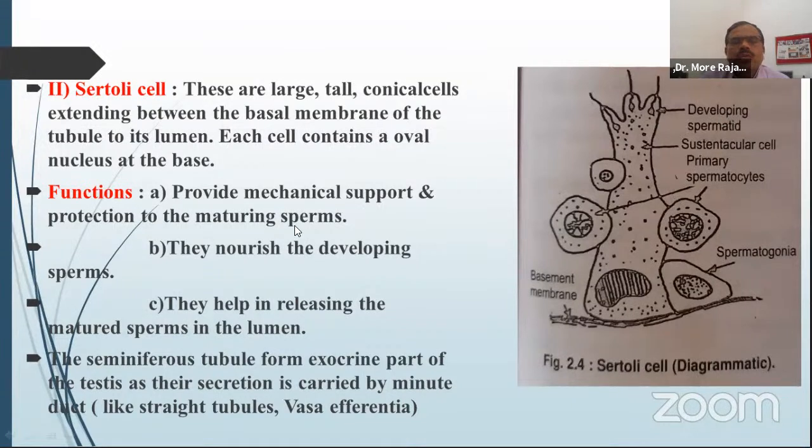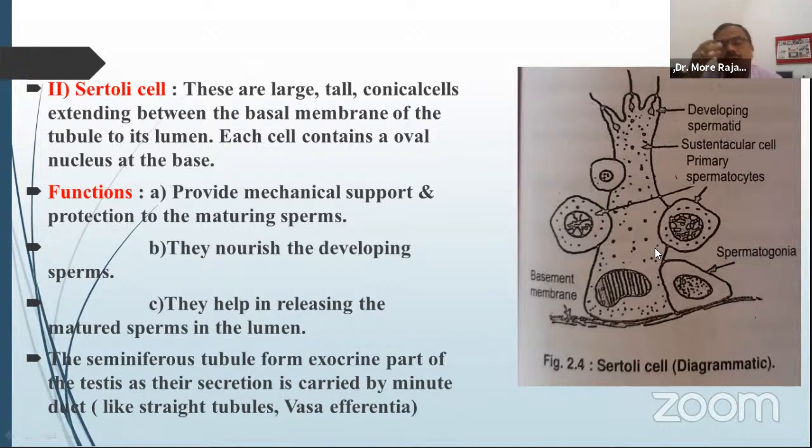What is the function of the Sertoli cell? Three functions are carried out by the Sertoli cell. The first one is that it gives mechanical support and protection to the maturing sperms. The second function is that it gives nourishment, meaning nutrition, to the developing sperm. And the third function is that it helps in releasing the matured sperm into the lumen. When the sperm becomes mature, it is released with the help of the Sertoli cells.